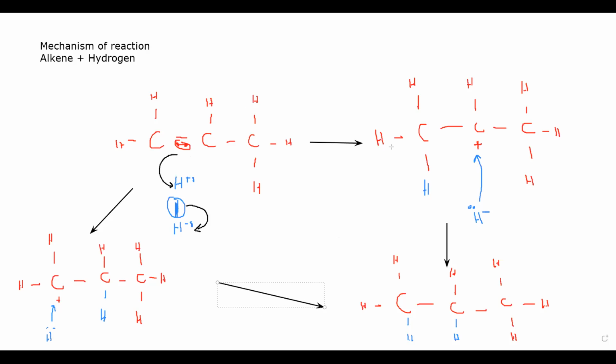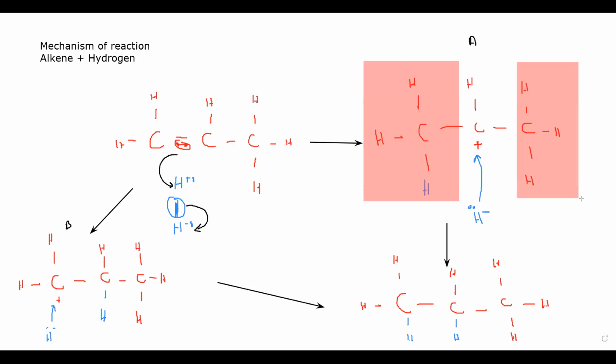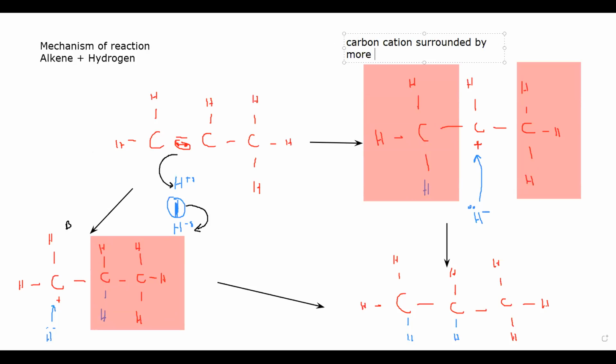But which one will happen in the majority? The major one is the first one, A. Why is the major one A? When the carbon cation is formed, it can form carbon cation A or carbon cation B. But which one will form in the majority? What is the reason the majority will be A? Because the carbon cation is surrounded by alkyl groups, that is, carbon chains. How many carbon chains are attached directly to this carbon cation? Two. For this carbon cation, only one carbon chain is directly attached. Although there are two carbons in the chain, only one carbon is directly attached. So which one is more stable? The carbon cation which is surrounded by more alkyl groups is more stable.